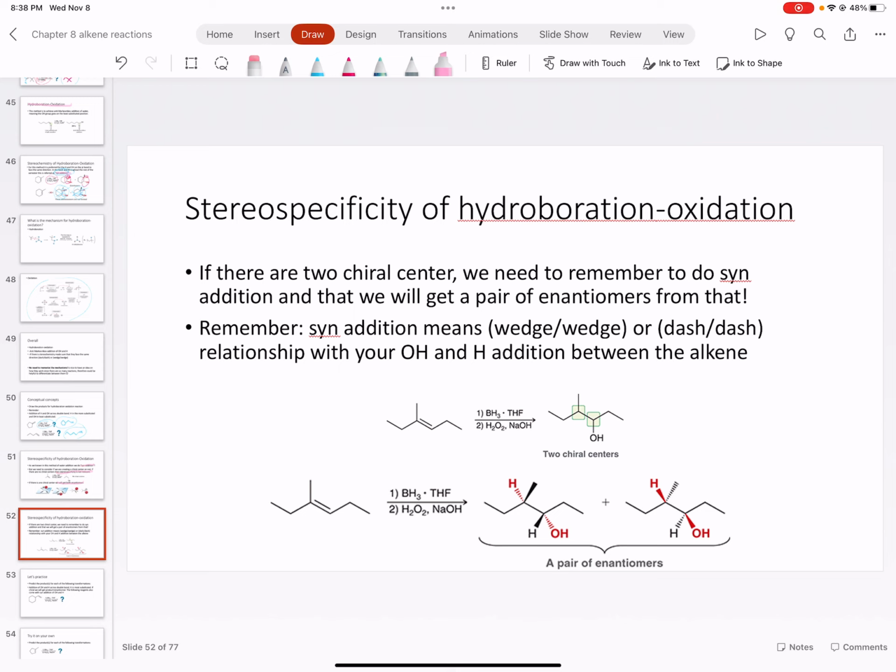So then, if there are two chiral centers, we need to remember that we're doing syn addition, and that will get a pair of enantiomers from that. Remember, syn addition means wedge wedge or dash dash relationship with your OH and H. So for example, you can see that we have two chiral centers, but our product cannot be OH as a wedge and then H as a dash. They both have to be on wedges or they both have to be on dashes.